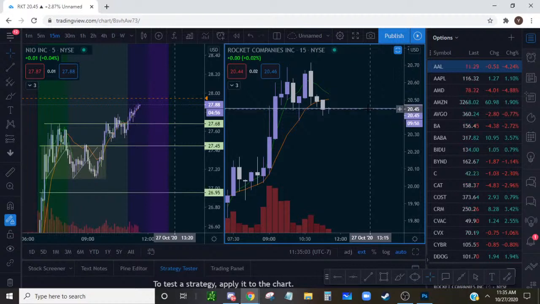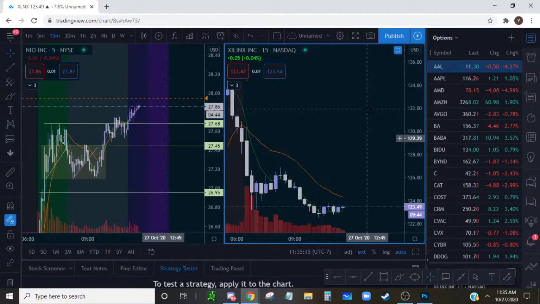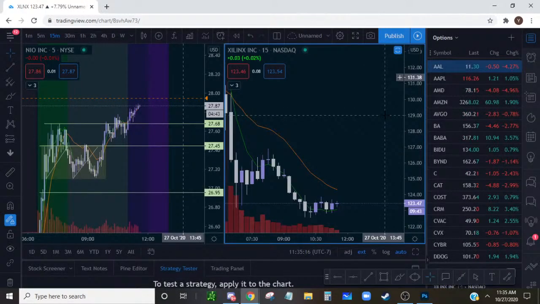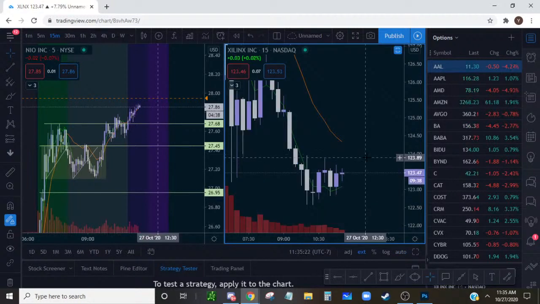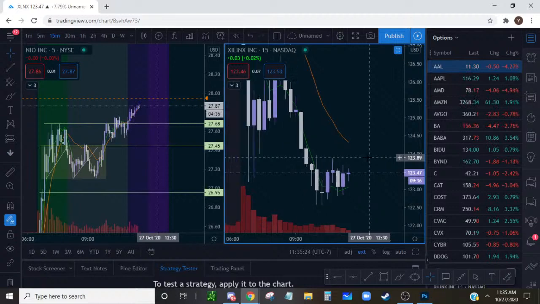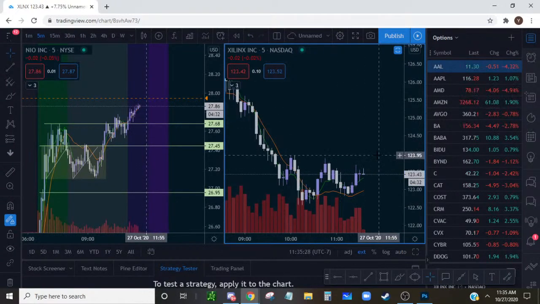XLNX. Guess she has to recover in these next two candles or she's out, huh? XLNX. Ooh, I like that actually. I like that a lot. I would like for this candle to close with that kind of upward momentum. Above 124 would be a good buy.